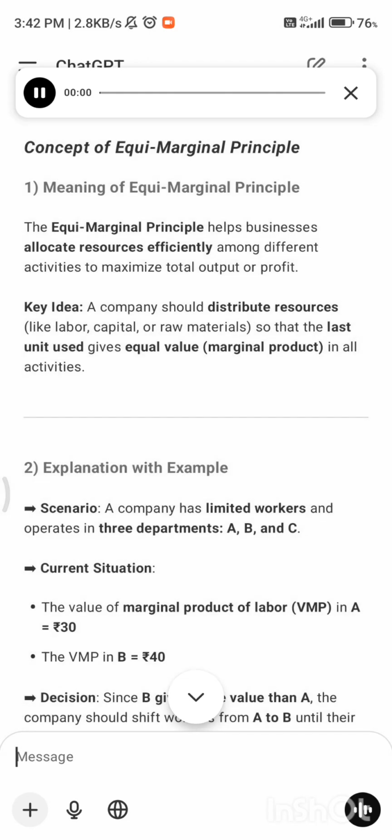Concept of equimarginal principle. 1. Meaning of equimarginal principle. The equimarginal principle helps businesses allocate resources efficiently among different activities to maximize total output or profit. Key idea: a company should distribute resources like labor, capital, or raw materials so that the last unit used gives equal value, marginal product, in all activities.